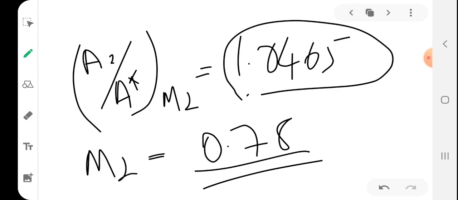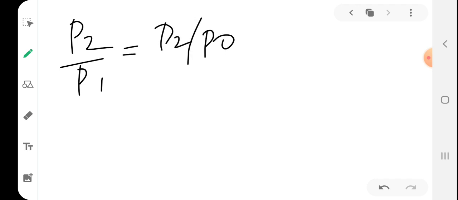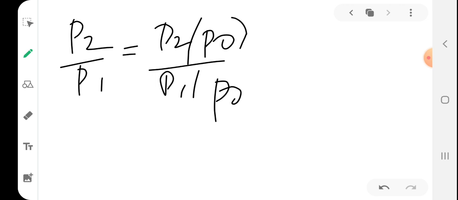Students, the idea to solve this problem is that P1 and T1 are known. So P2 by P1 can be written as P2 by P0 divided by P1 by P0. So P2 by P0 is at M2, and P1 by P0 is at M1.